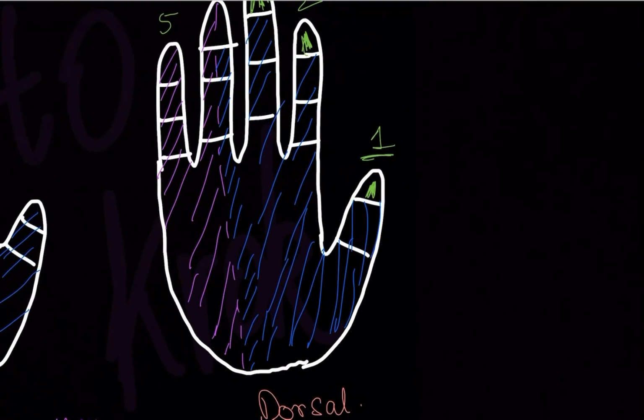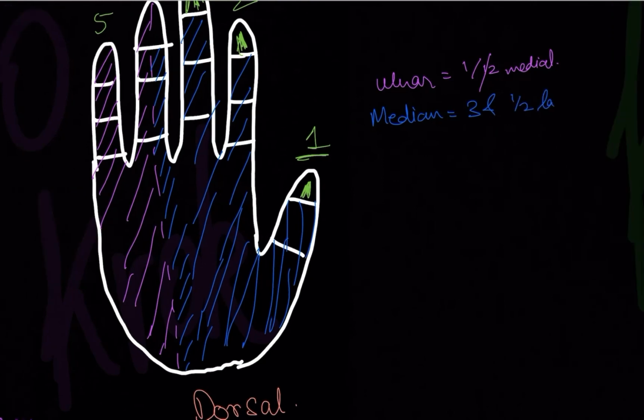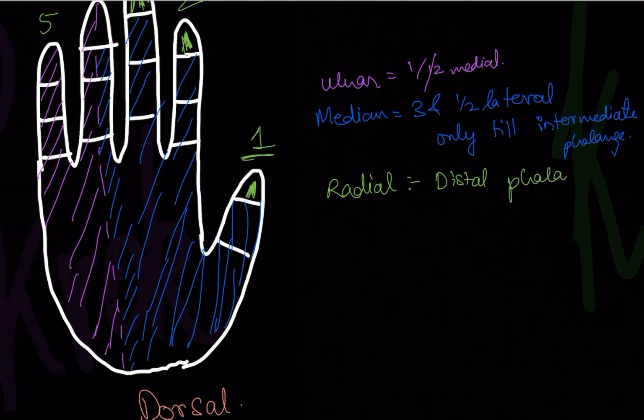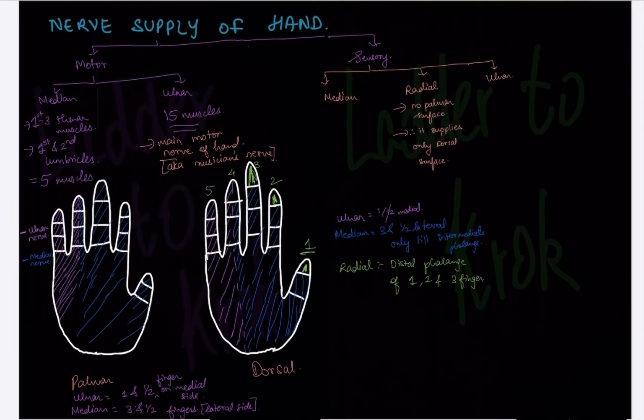Now write down: ulnar supplies 1.5 on the medial side. Median nerve supplies 3.5 on the lateral side, only till the middle phalanx, only till the intermediate phalanx. And radial supplies the distal phalanx of the 1st, 2nd and 3rd finger. I hope now everything is clear about this.